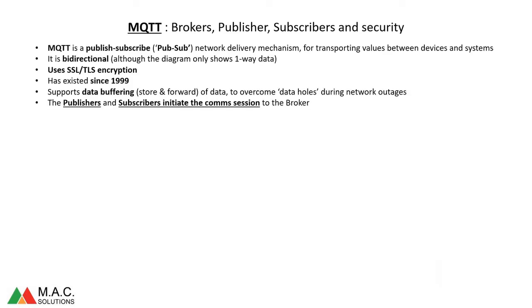MQTT is a publish-subscribe delivery mechanism for transporting data values and data statuses between systems. It's bidirectional. We're only really looking at one direction in the diagram below, but it will go in both directions. It uses SSL and TLS encryption. It's been around for quite a few years. It was originally an IBM standard invented in 1999. It supports data buffering, which is interesting. So if you have situations whereby you have network outages, it's possible to use MQTT to do a store and forward type function. And the publishers and subscribers initiate the comms to the broker.